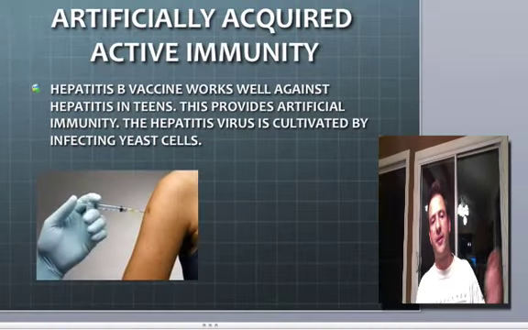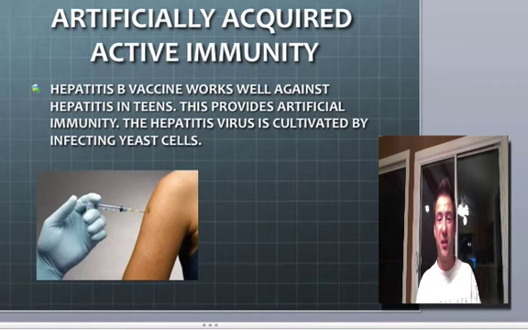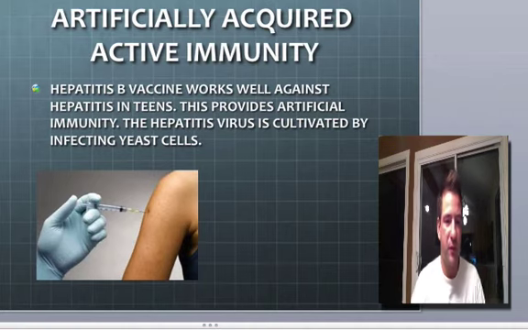But on the other side of acquired active immunity is artificially acquired active immunity. Basically, we take the hepatitis B vaccine, and it works in teens. This provides artificial immunity based on an external source. The hepatitis virus is cultivated by infecting yeast cells. Basically, what we're doing is preventing this and creating that immunity or disease defense using artificial methods and using an artificial vaccine to do it.